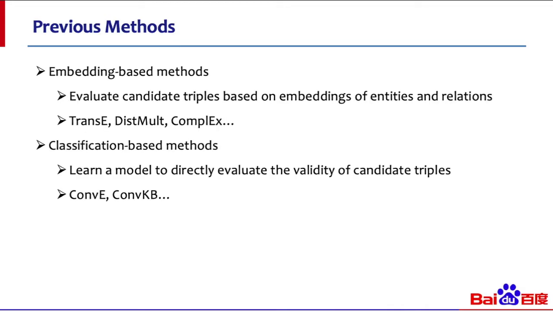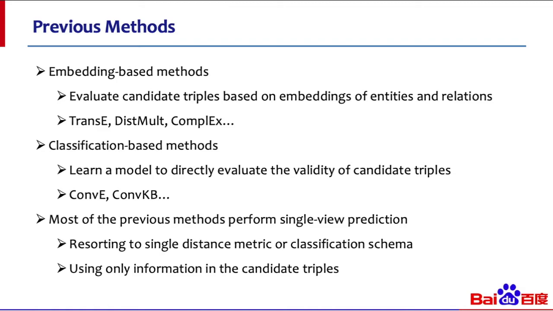Previous methods on knowledge graph completion can be roughly divided into two groups: embedding-based methods and classification-based methods. Embedding-based methods evaluate candidate triples based on embeddings of entities and relations. Classification-based methods learn a model to directly evaluate the validity of the candidate triples. Here, we give some famous models for both of the two groups.